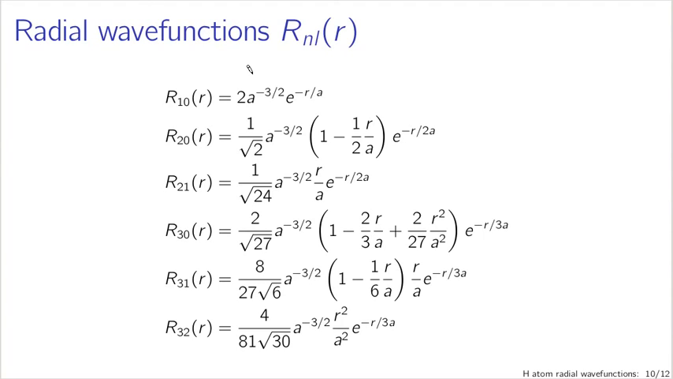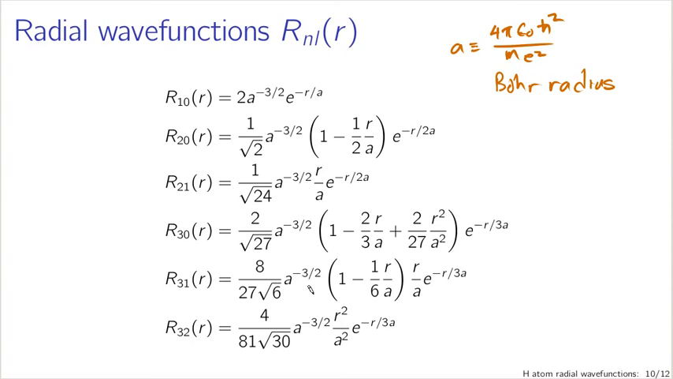And I just want to point out a few patterns that you should observe in radial wave functions. So if you're trying to calculate radial wave functions and they don't obey these patterns, worry a little bit. First of all, notice that each of these has an a to the minus 3/2 power. The a here is defined to be, this is another one of those constants that shows up, 4 pi epsilon naught h bar squared over m e squared. This is a length, and it's called the Bohr radius, named of course for Niels Bohr.